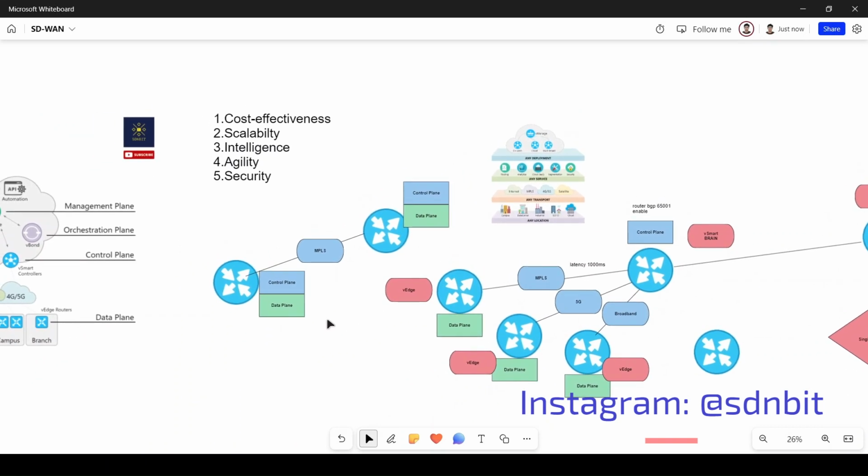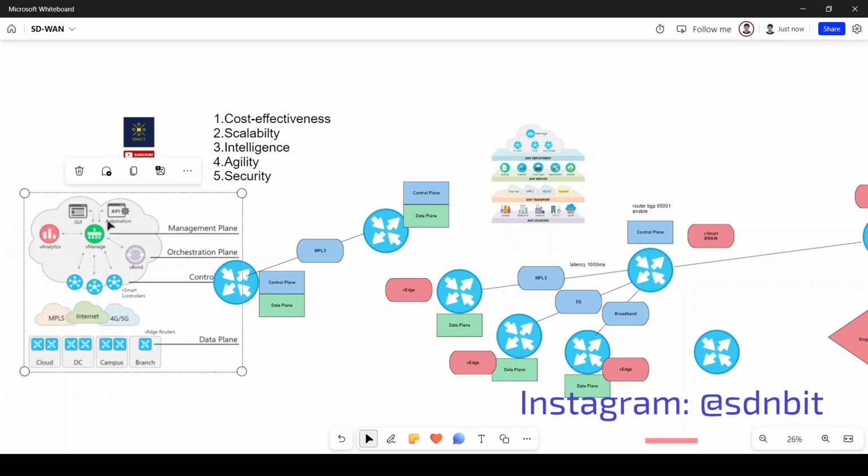In the next video, we'll be talking about SD-WAN REST API interfaces, and we'll cover some basic and maybe advanced API calls to the SD-WAN vManage node.